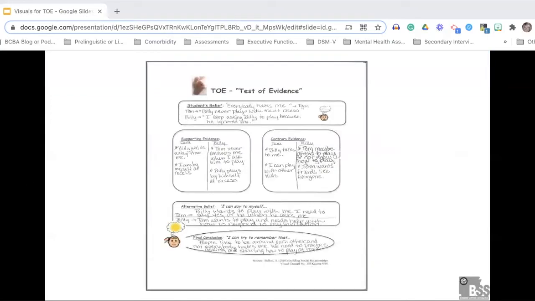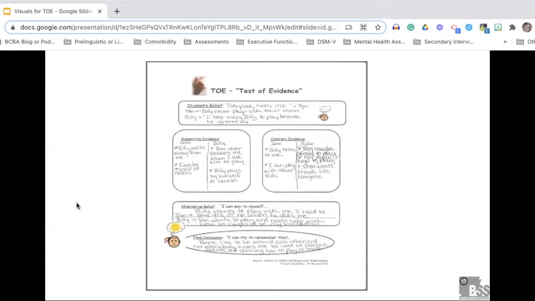In this example, you will see we had a situation between Tom and Billy. And the student that's having cognitive inflexibility deficits is Tom. He feels that everybody hates him. And Tom says, well, Billy never plays with me at recess, as his belief statement. Billy, on the other hand, said, well, I've stopped asking Tom to play because he often ignores me.